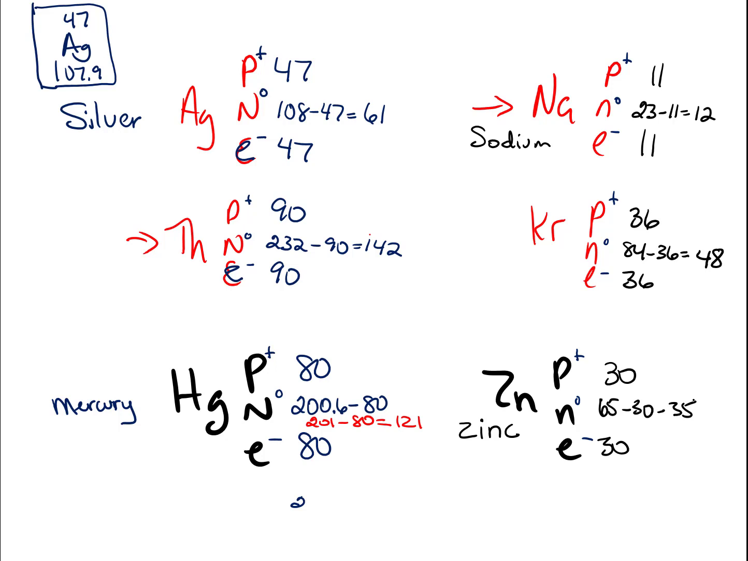Draw one example and be like atomic number, number of protons, number of electrons, atomic mass, subtract to equal number of neutrons. Put that in really small letters on your little note card so you don't mix them up.